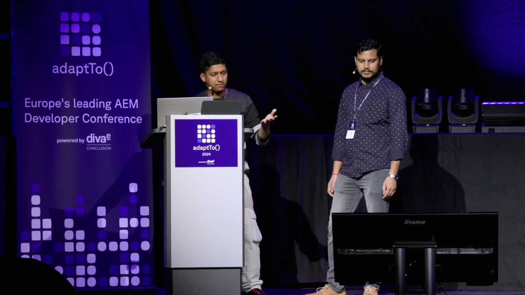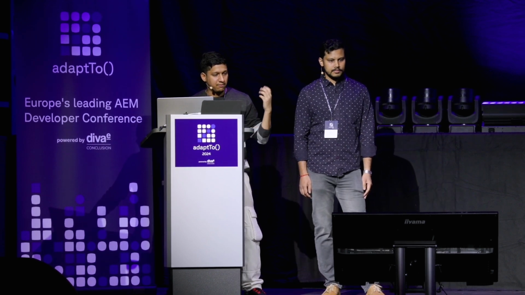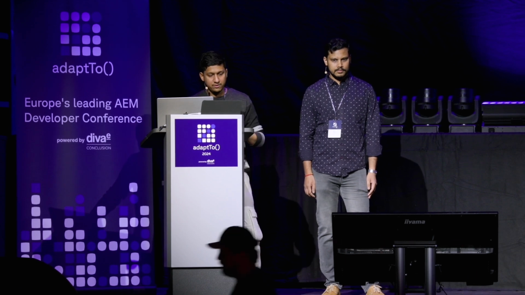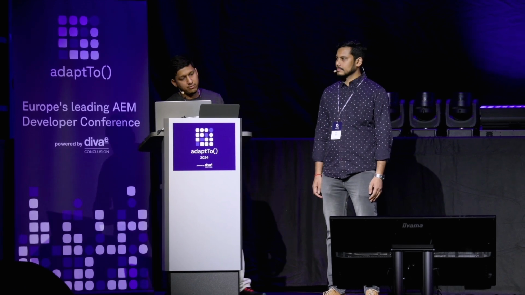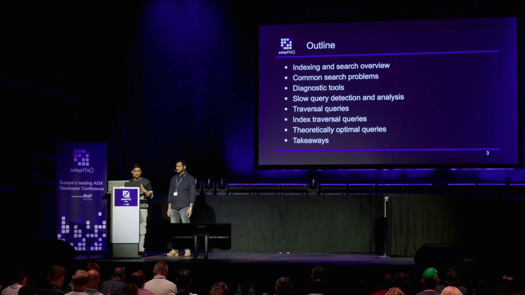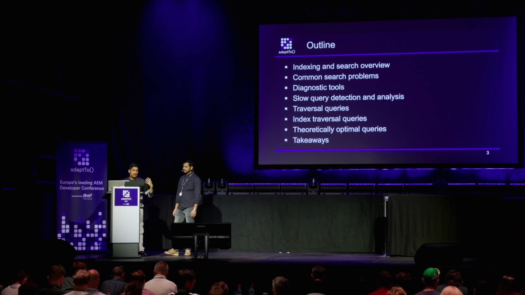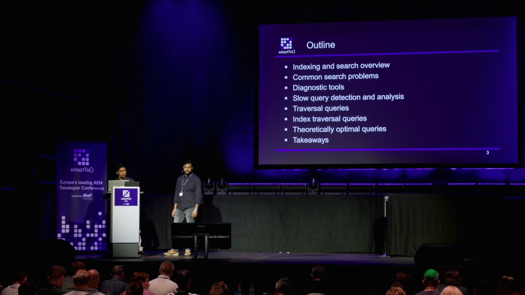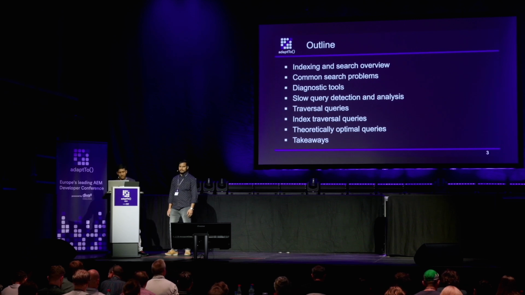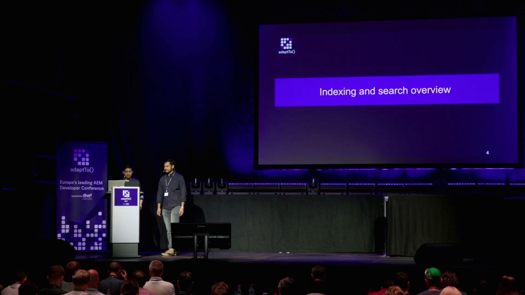And after having set up this context, we'll move on to the main part of the talk, that is slow query detection and analysis. I have a pretty good flowchart that will be helpful to see if a query can scale well or not. Then we have divided the different types of queries into 3 buckets: traversal, index traversal, and theoretically optimal queries. We'll see how to identify those, categorize them, and once you've identified one, what to actually do with it. And then we'll close with some key takeaways. Okay, I'll hand over to Mohit now for the initial sections.